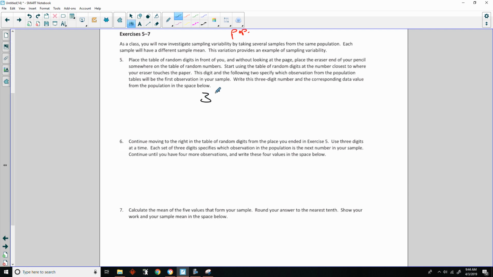So 38. Continue moving to the right of the table of random digits from the place you entered or ended in exercise 5. Use 3 digits at a time. Each set of 3 digits specifies which observation. Continue until you have 4 more.